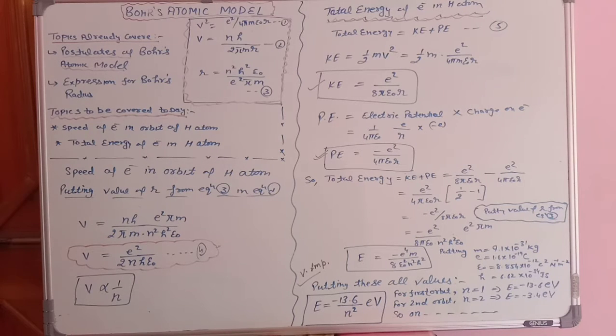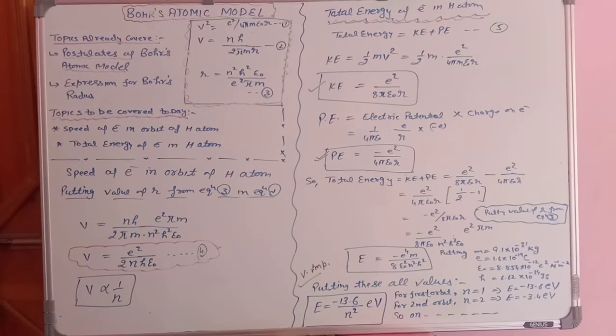Speed is already given, v is equal to n h upon 2 pi m r. So this value of r from equation number 3 we will put back in equation number 2. Putting the value of small r from equation 3 in equation number 2. By mistake I have written equation number 1 here; it is equation number 2.